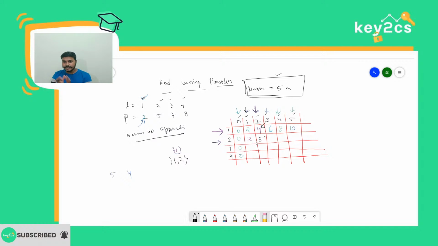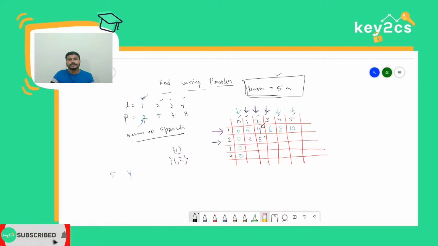Okay, next. Up to this point it was kind of easy. Now you have to be attentive. Now things would change a bit. From here onward, there will be a change, and this is the important part. Please pay attention here. Now you have to sell a rod of length 3 meter.